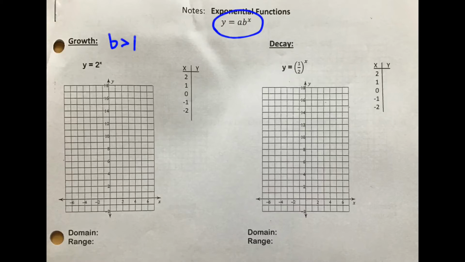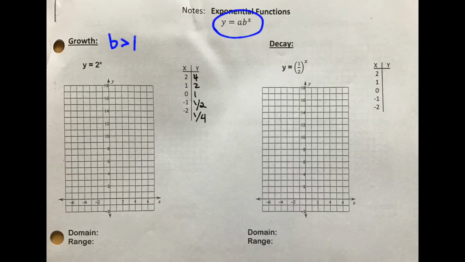If I take these x values and I substitute for x, if I plug in 2 for x, 2 squared would be 4. If I plug in 1 for x, 2 to the first is 2. If I plug in 0 for x, 2 to the 0 is 1. If I plug in -1 for x, now be careful, it's not going to make it negative, but it flips it and makes it into a fraction. So it's going to be 1/2. If I plug in -2 for x, it is 1/4.